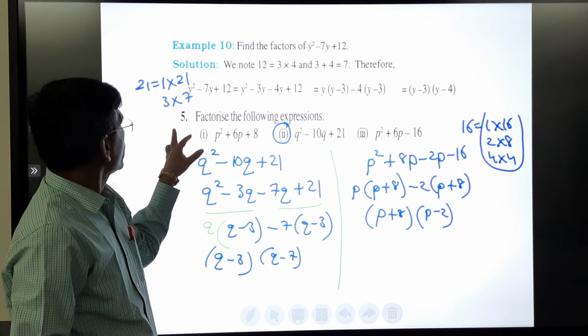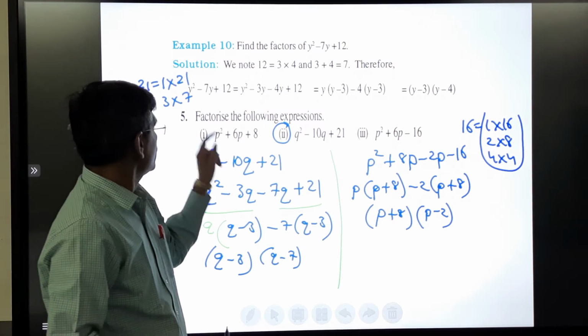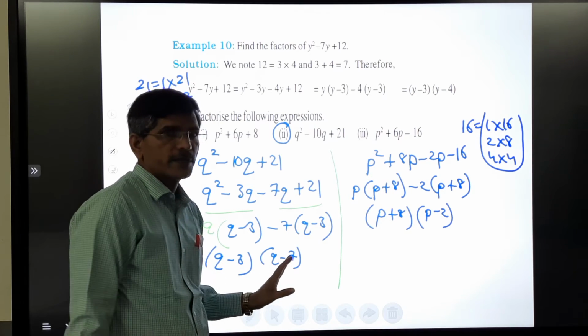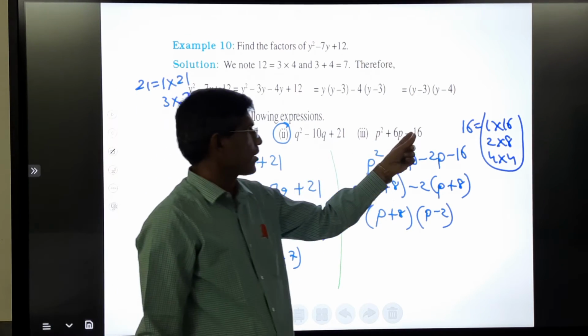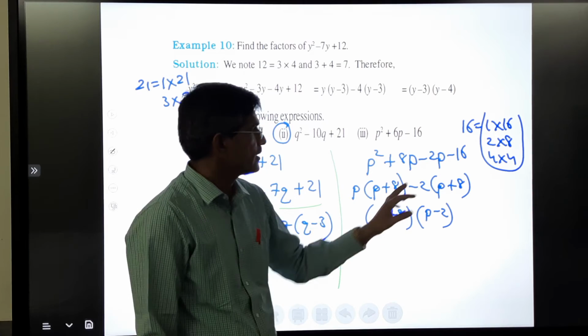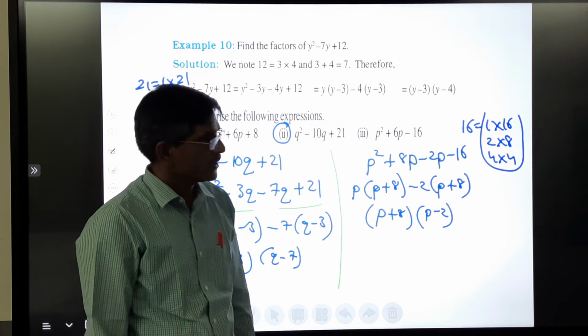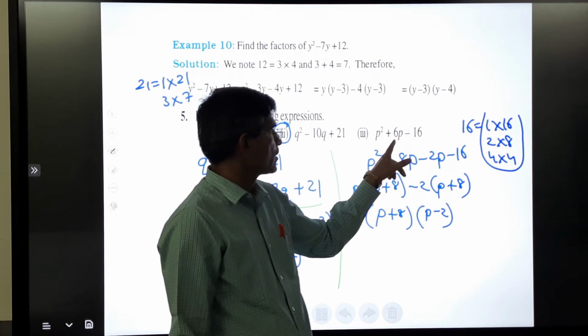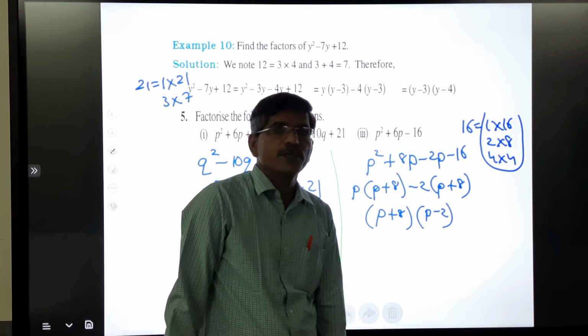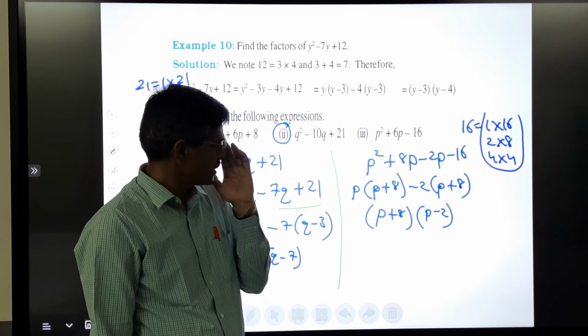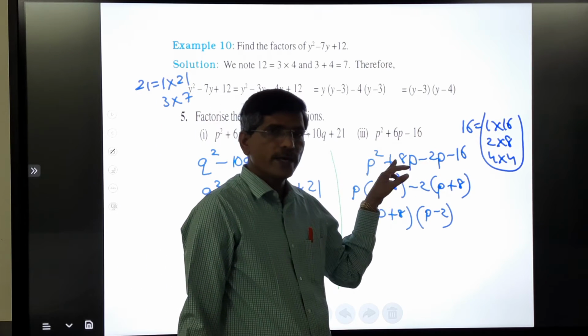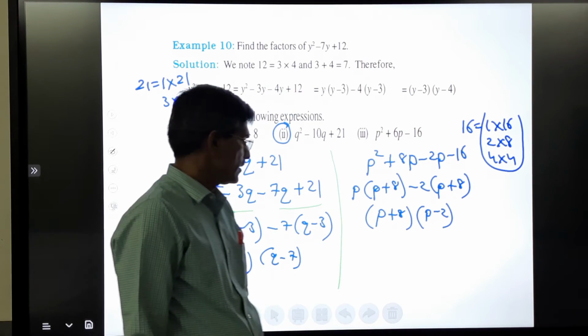So already in 14.2 question number 5 we have completed. Again I explained that we have to select the factors of 16, that is 1 into 16, 2 into 8 and 4 into 4. But out of 3 I have to select the pair to get 6. It is called splitting of the middle term. So that is 8 into 2, 8 minus 2, that is 6.